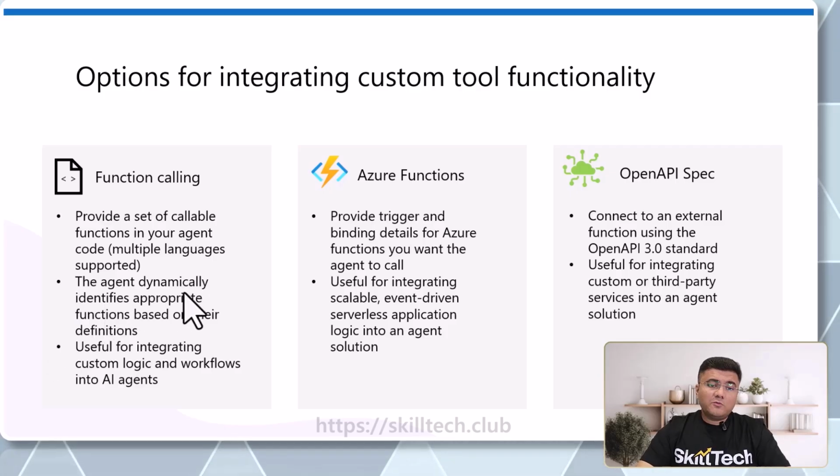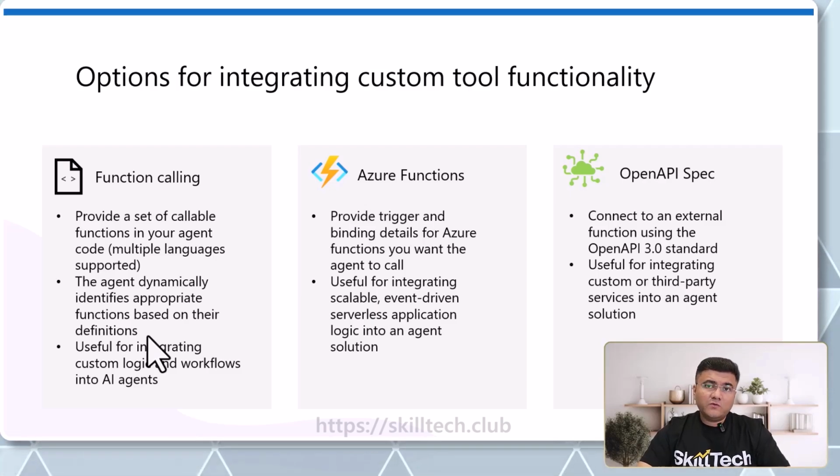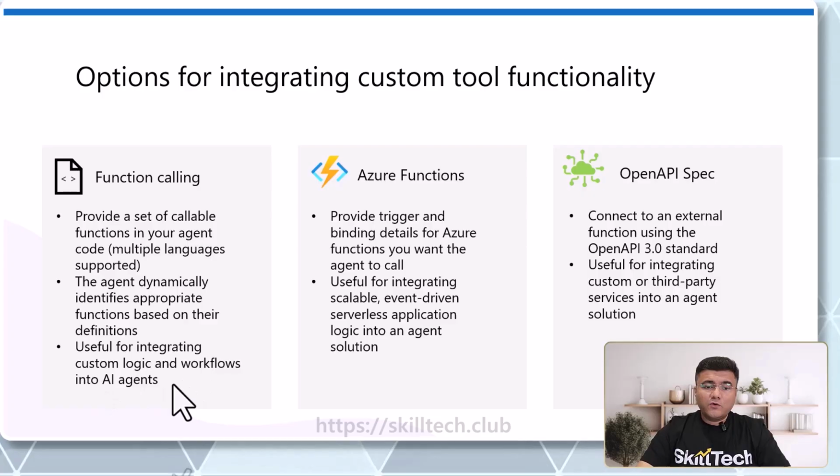The agent is going to dynamically identify appropriate functions based on their definitions. Today we are going to create a simple function, and that one function we want to invoke. In the coming labs, we are going to create multiple functions as well. It's useful for integrating custom logic and workflows into an AI agent. This is something we are going to see right now.